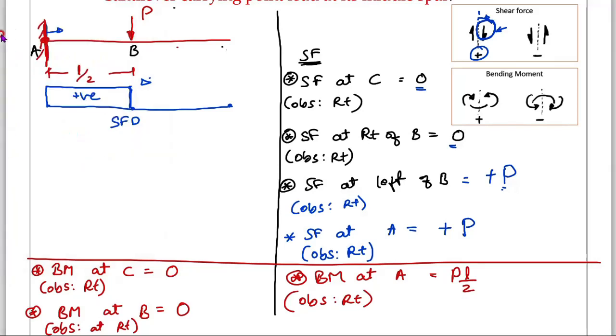Okay. This moment is rotating like this about this point. This is matching with this symbol. Therefore that is negative. Okay. Over. Now I will draw the shear force and bending moment diagram.